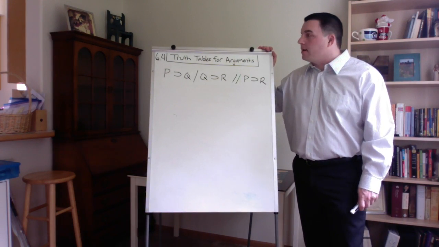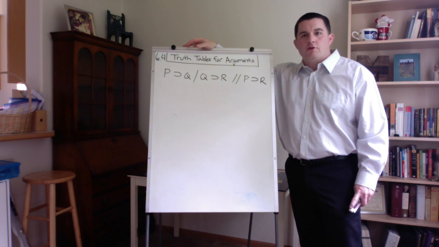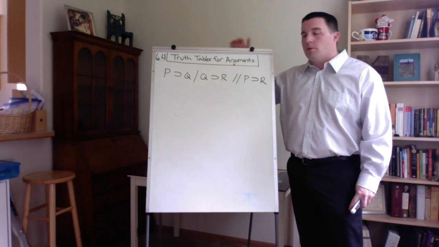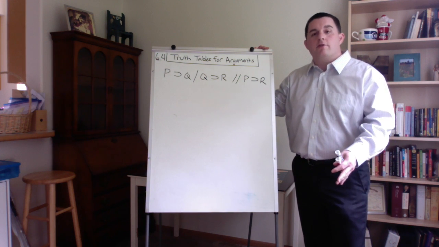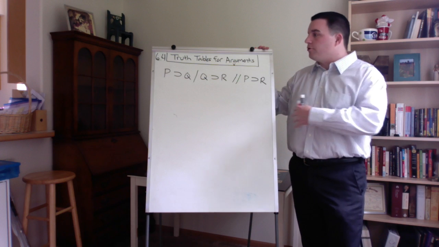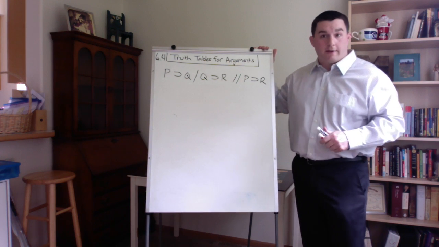Okay, so we're back here. Today we're in section 6.4, truth tables for arguments. So we're going to get a little bit more practice constructing truth tables and using truth tables to determine whether an argument is valid or invalid.